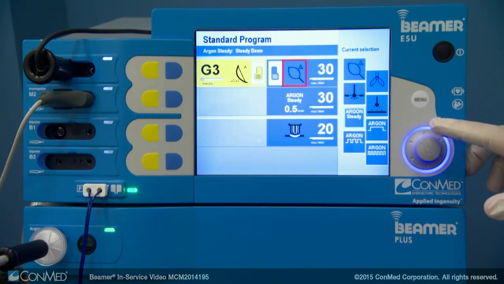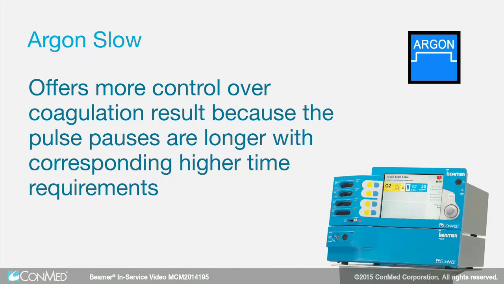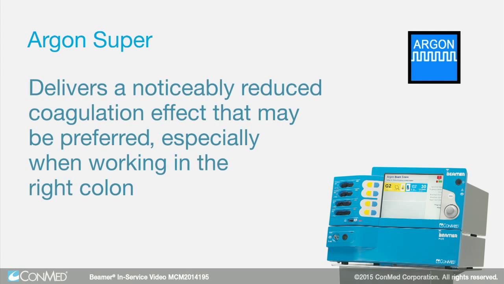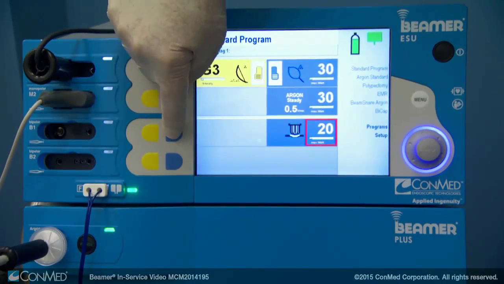The last three currents are pulsed currents that are equivalent to Argon Steady, except that the RF energy is not emitted continuously but is pulsed. Argon Slow has more control over the coagulation result because the pulse pauses are longer with corresponding higher time requirements. Argon Fast features corresponding shorter pulse pauses, enabling the clinician to work faster. And Argon Super delivers a noticeably reduced coagulation effect that may be preferred by some physicians, especially when working in the right colon. The remaining two currents are bipolar currents.